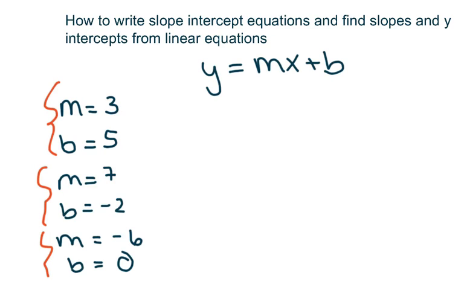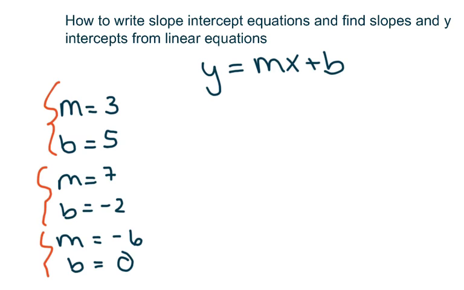Hi everyone, we're going to learn how to write slope-intercept form of equations and find slopes and y-intercepts from linear equations. So the first thing is we are given a slope and an intercept. We're going to call the slope m and the y-intercept b.